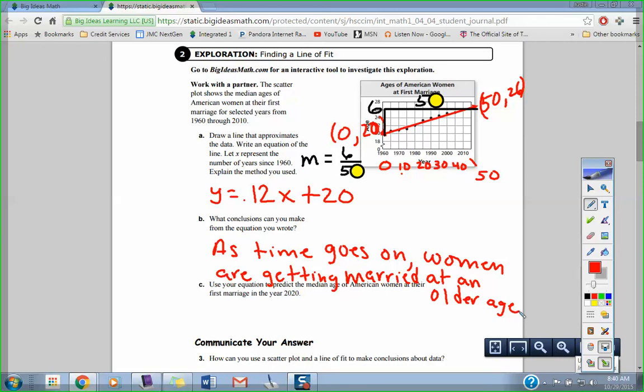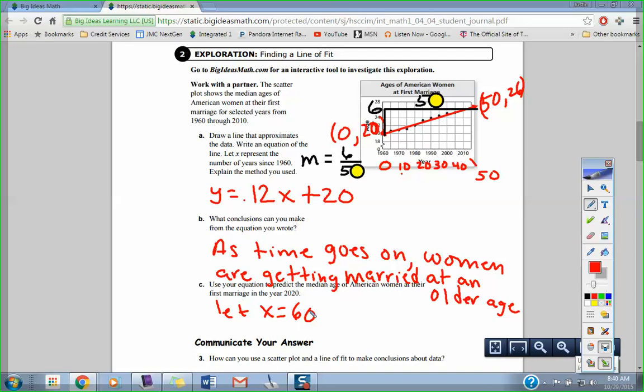All right, write your equation here, guys. How many years past 1960 is 2020? 60 years. So to find this, we need to let x equal what value, guys? 60. So plug 60 in for x right here. Go 0.12 times 60, and then add 20 to that value. Tell me what you got.